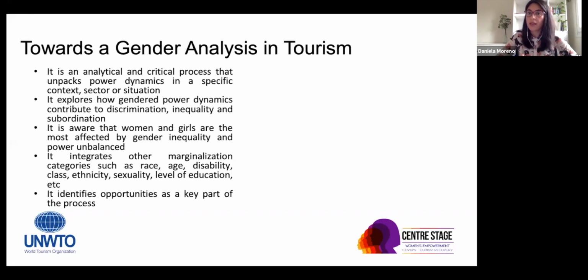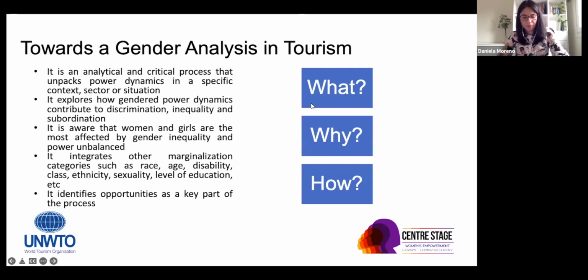Or maybe to create a business in tourism. So we have to go beyond this kind of analysis to have a better picture of this reality. And the last point, which is very important, as I told you, is that we have to identify opportunity as a key part of the process. This is not only about talents, it is also about opportunities, because the opportunities are going to guide the actions that we are going to include in that gender analysis in tourism.